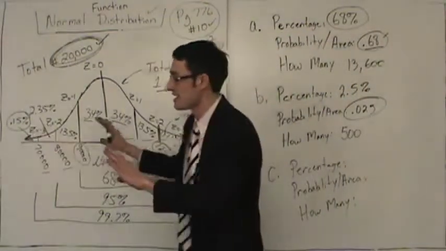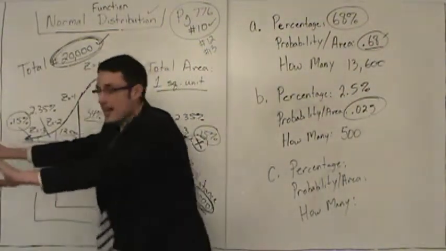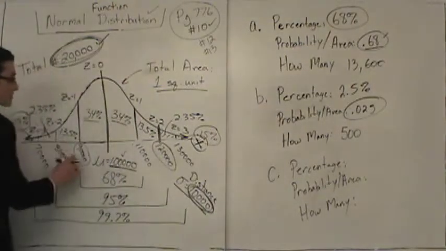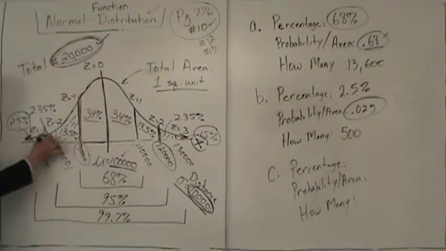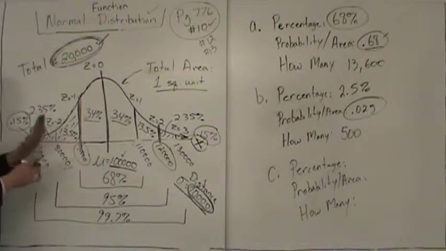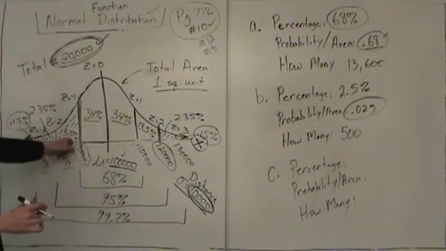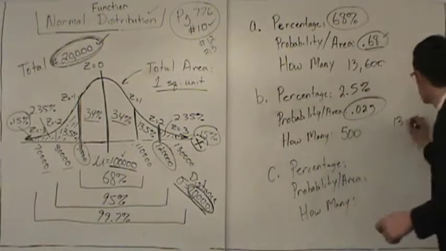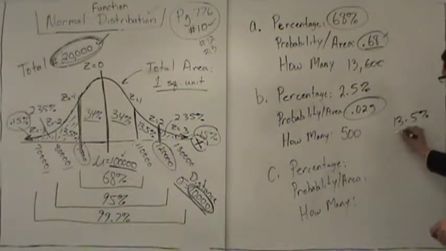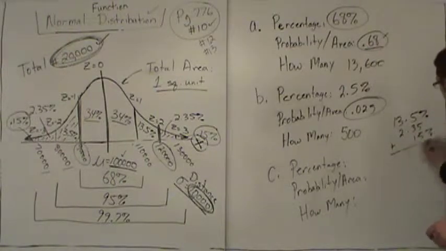Less than 90,000. How many batteries will last less than 90,000? What is less than? To the left. Okay, so we're starting at 90,000. This is our border to the left. So we're highlighting these three areas and adding them up: 13.5%, 2.35%, and 0.15%. You can use a calculator. That gives a total of 16%.